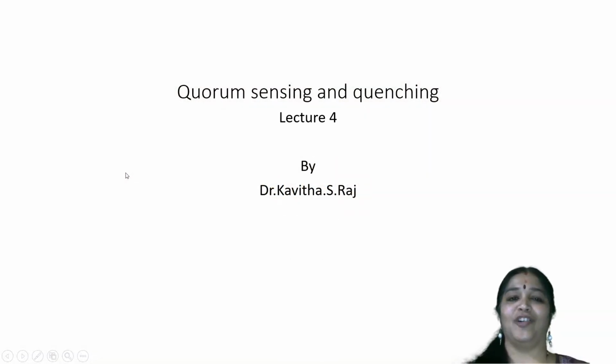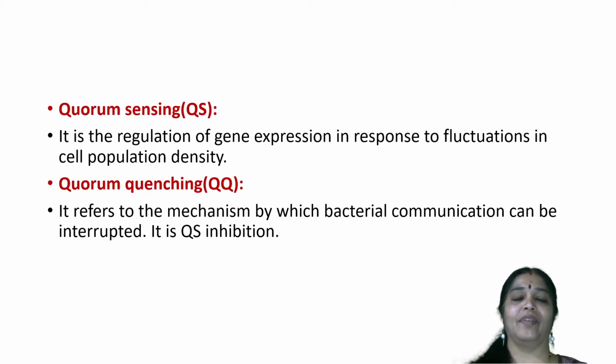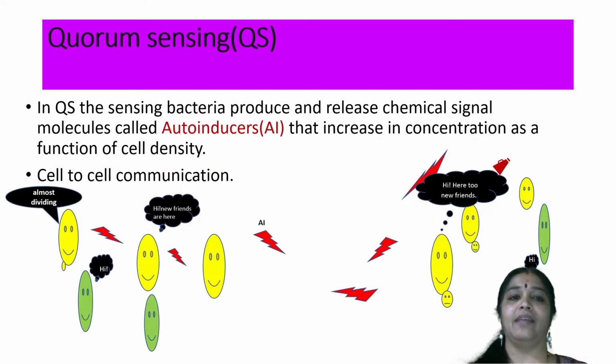Hi, lecture on quorum sensing and quorum quenching. What is quorum sensing and quorum quenching? Quorum sensing is the regulation of gene expression in response to fluctuation in cell population density. Quorum quenching refers to the mechanism by which bacterial communication can be interrupted. It is quorum sensing inhibition.